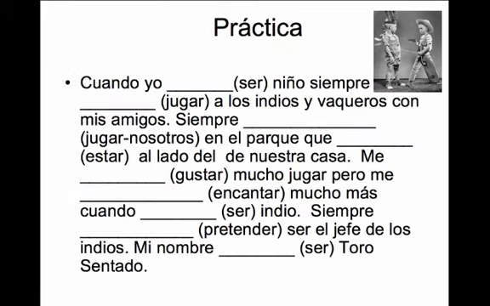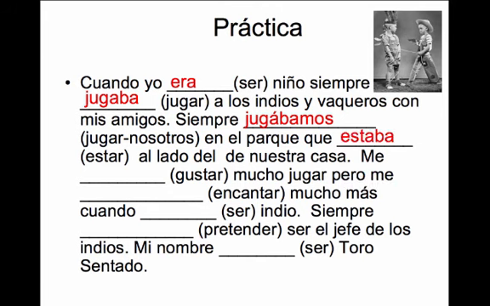So here's some práctica. I encourage you to pause the screencast and see if you can write down the verbs that you think would go on the lines, and then I will continue with the correct answers. So here they are. Cuando yo era niño, siempre jugaba a los indios y vaqueros con mis amigos. When I was a child, I always played Indians and cowboys with my friends. Siempre jugábamos, don't forget the accent, en el parque que estaba al lado de nuestra casa.